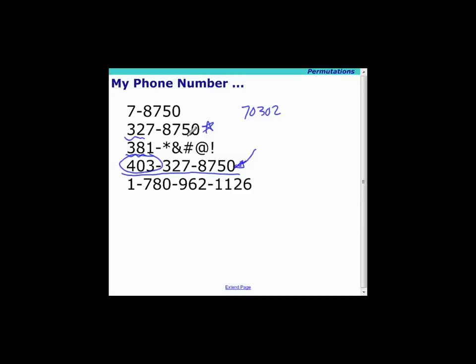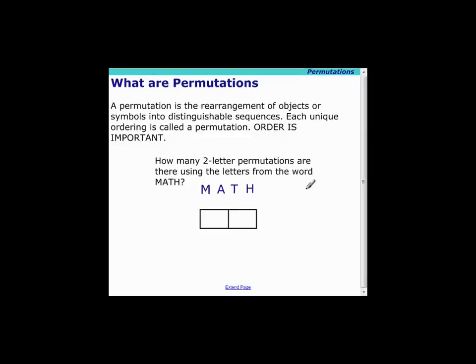My purpose for bringing this out is that phone numbers are an example of permutations. They are arrangements or orders of numbers in which order is important. For example, 78750, if I had mixed that order up and got 78705, then, although it has the same numbers in it, it would have gone to a different place. Because phone numbers are examples of permutations where order is important.